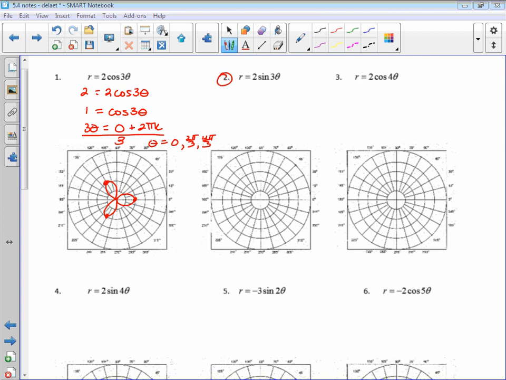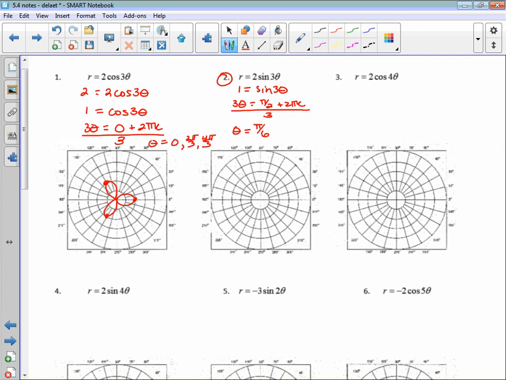Alright guys, let's look at number 2. So the first part you're thinking about is 1 equals sine of 3 theta. So where does sine equal 1? Pi over 2, right? And then I divide that all by 3. So your first spot is at pi over 6, right?